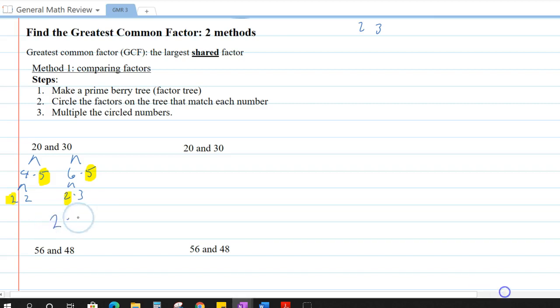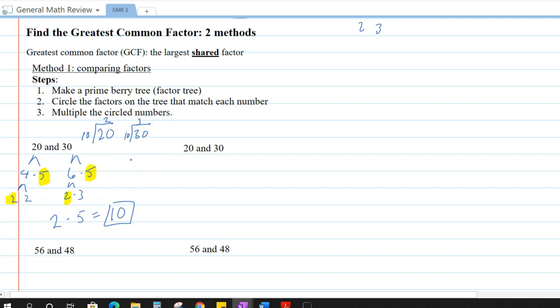I have the matching 2 and a matching 5, and that is equal to 10. So my greatest common factor is 10. In order to test this, you can do division. 20 divided by 10 is equal to 2. It works. 30 divided by 10 is 3. It also works. That's the check. Make sure that it is actually a factor.